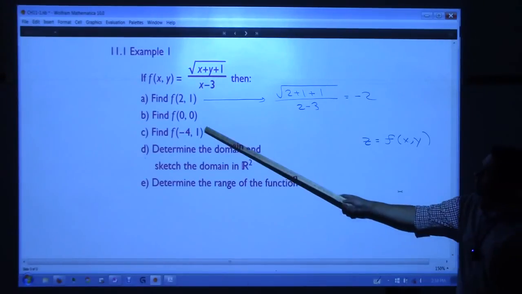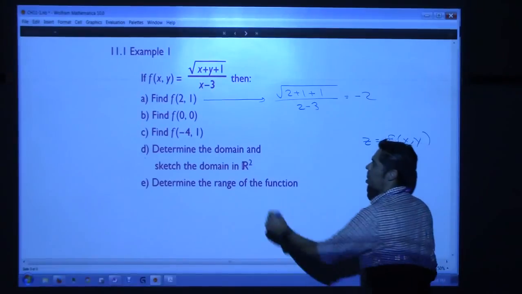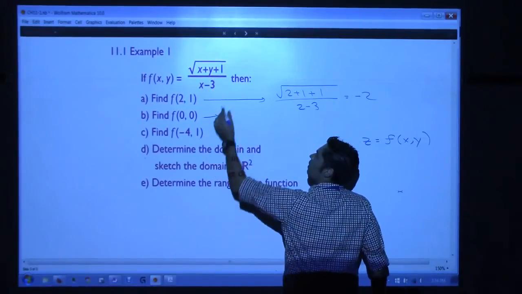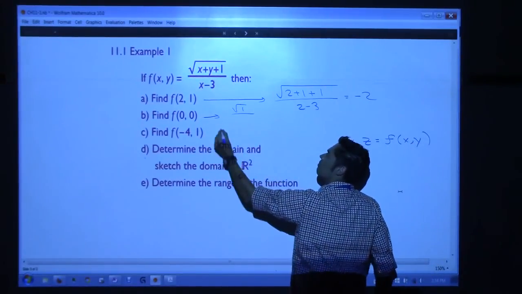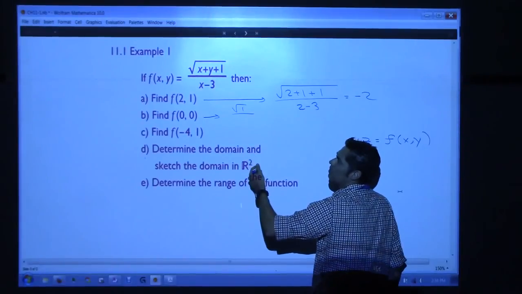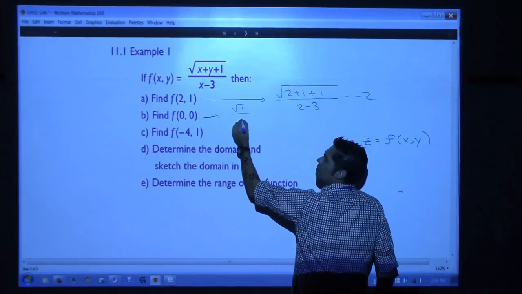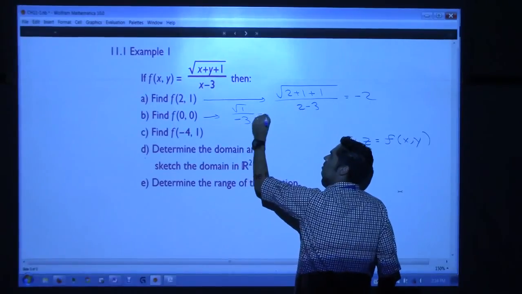Let's try another one. F of 0, 0. What do you get? On top you get root 1, don't you? Which is just 1. On the bottom you get negative 3. And so this is just negative 1/3.